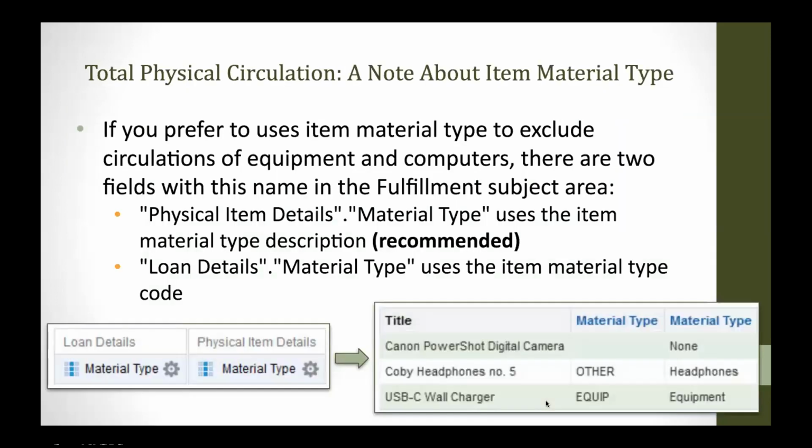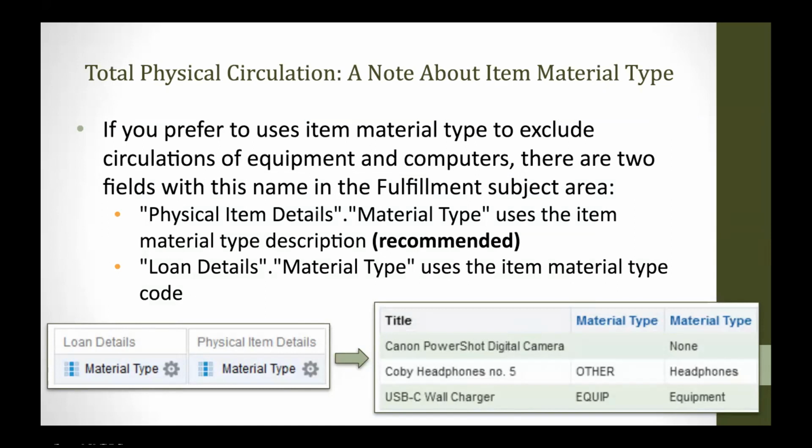And just like we talked about the strange material type field that has the same name but is in two different folders in the physical items subject area, there's a similar issue in the fulfillment subject area. Again, material type is the same name for two different fields. One field is in the loan details folder. The other field is in the physical item details folder.